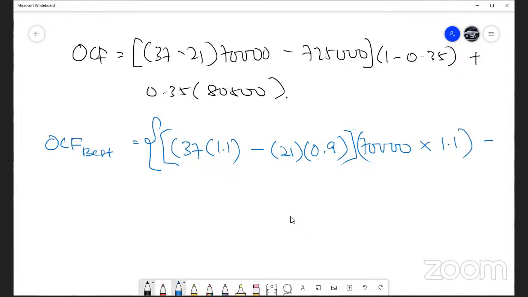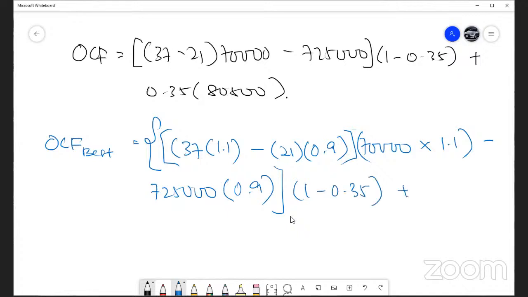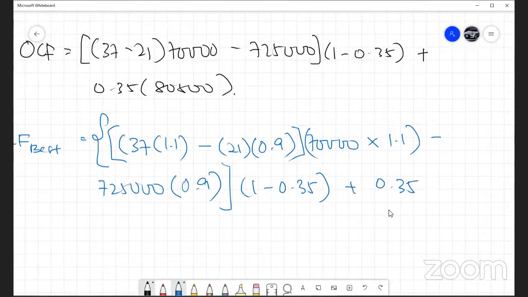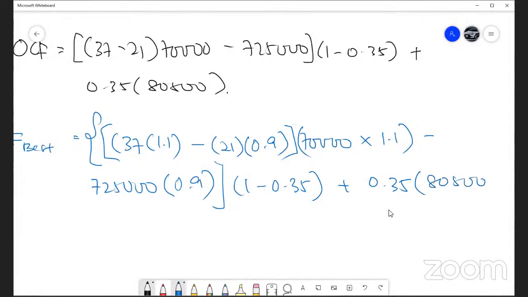Minus your fixed cost of $725,000. Now it's at a better condition, which is decreased by 10%, and tax remains the same. Depreciation also remains the same. So this is what he meant by best case scenario. The good things will increase. So sales price is increased by 10%, quantity increased by 10%, and your costing all will be decreased by 10%.